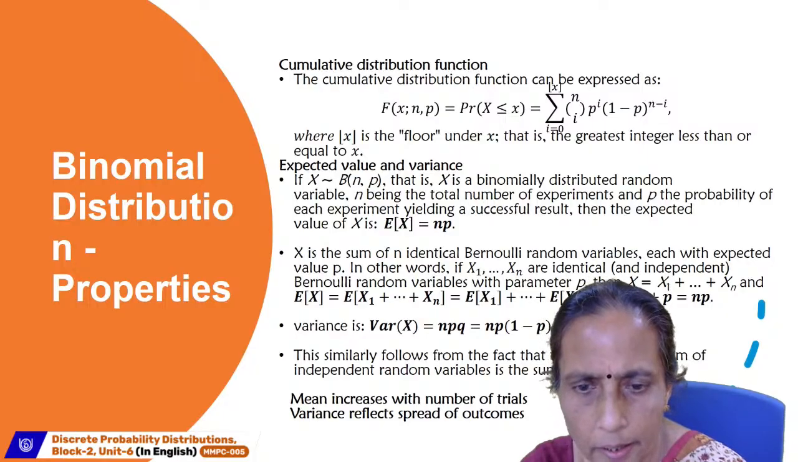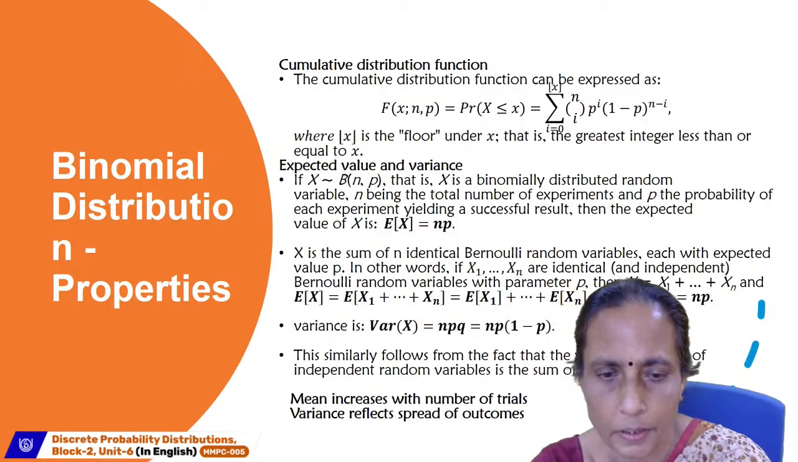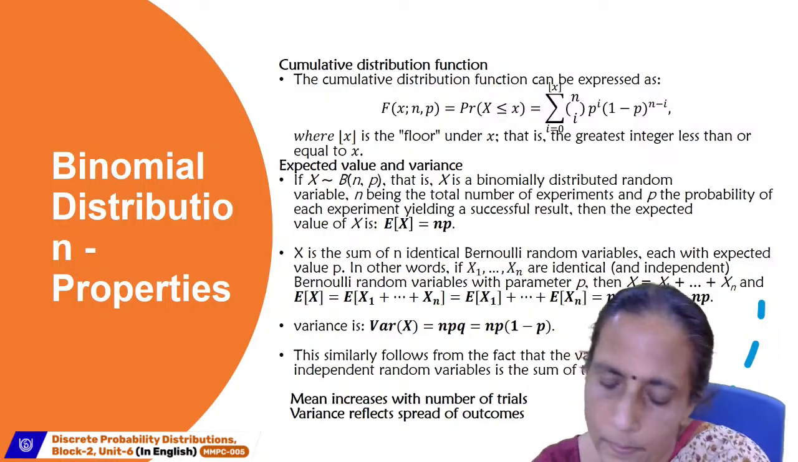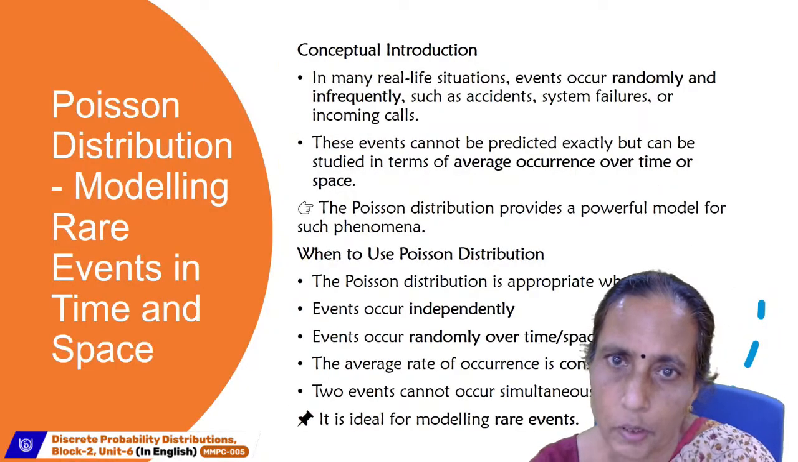This similarly follows from the fact that the variance of a sum of independent random variables is the sum of the variances. Mean increases with the number of trials and variance reflects the spread of the outcomes.